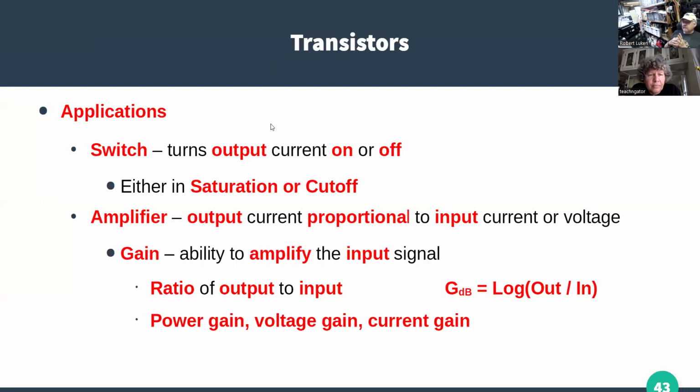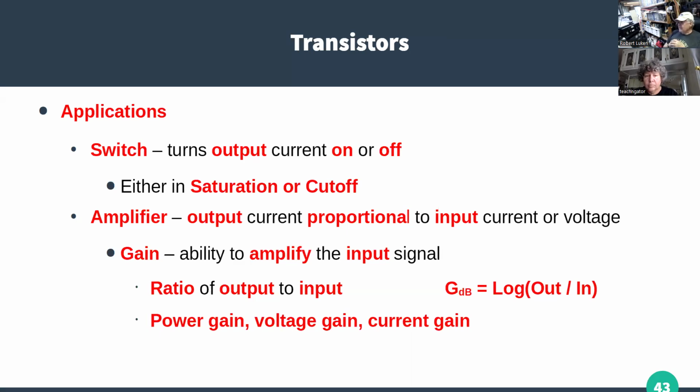Okay, so transistors, we can use them as switches, whether they're field effect or bipolar. They operate them in the saturation or cutoff regions. As amplifiers, they amplify the signal proportional to the current or the voltage, depending on whether it's a bipolar or a field effect device. And we call that amplification gain, which is the ratio of the output to the input.